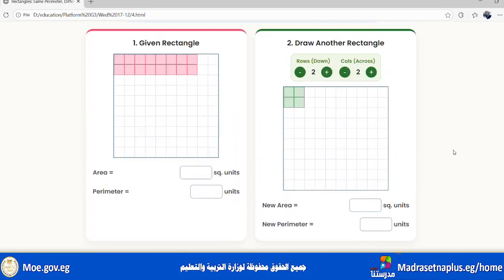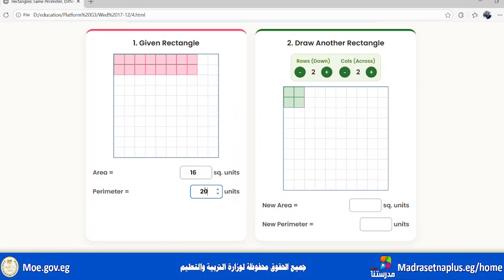Another one, the pink rectangle. Let's find its area. 2 times 8, 16. 2 rows, 8 columns. Okay, that means 8 and 2 and 8 and 2, it will be 20. So the perimeter of this pink one is 20 units. Now let's travel to the right side to get a new rectangle with the same perimeter.